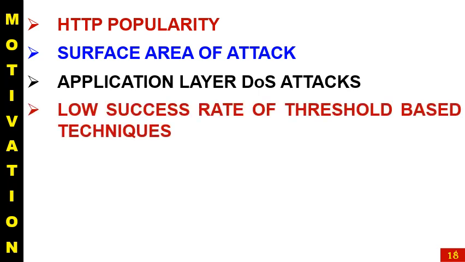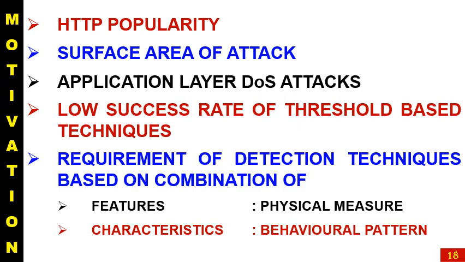exploit. As we have seen from the literature review, single threshold based techniques are not very successful in guarding against such attacks. Hence, there is a requirement for detection techniques based on a combination of features and characteristics. Features are physical measures, for example, packet size is a physical measure, and a characteristic is a behavior pattern which is seen during the attack. For example, while the attack is in play, the response time increases. This is a behavior pattern or a characteristic.